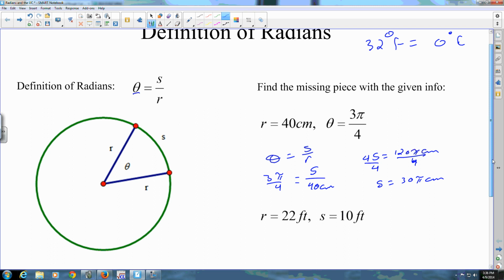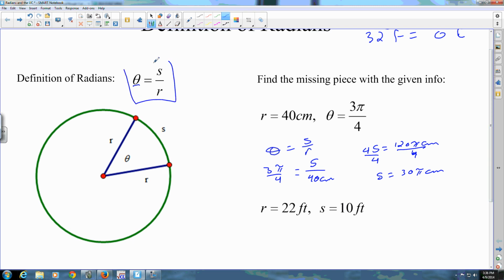All right, getting back to what the definition of an angle in radians is, it's your arc length divided by your radius. Your angle is theta. S divided by R, so you have 10 feet by 22 feet. These units will cancel, so you have 10 over 22. This reduces to 5 over 11. That is the angle. Notice that you don't put degrees with it, because this is an angle measured in radians.